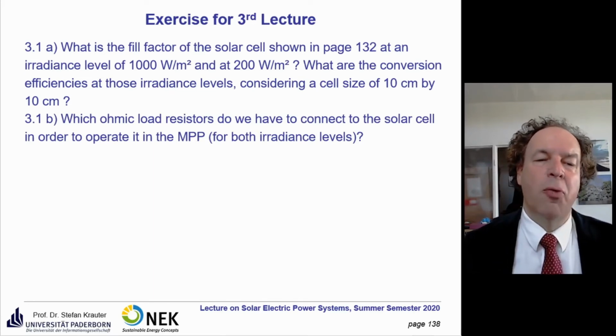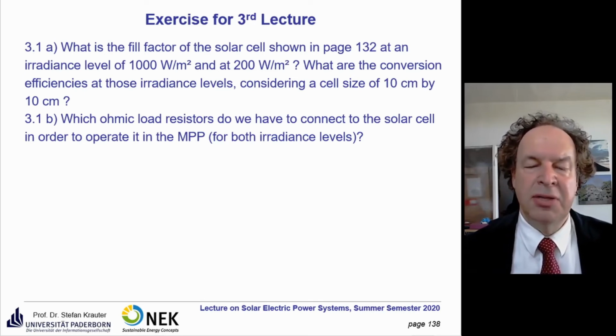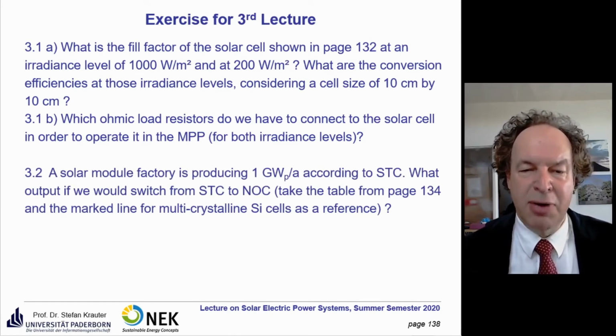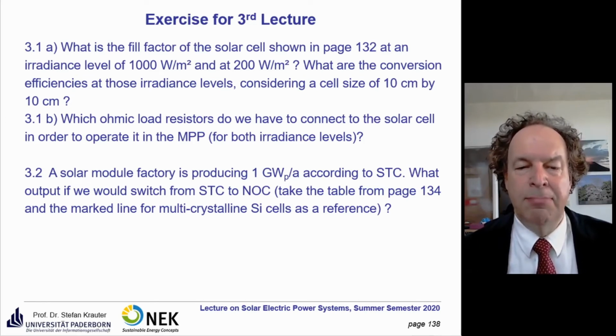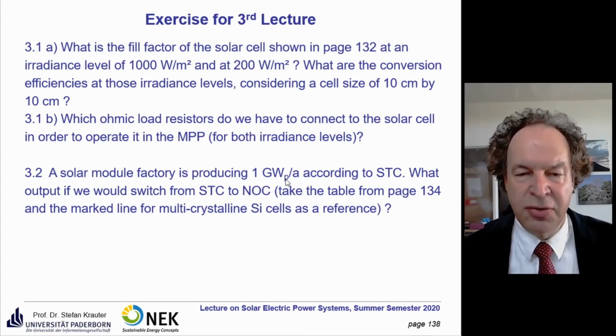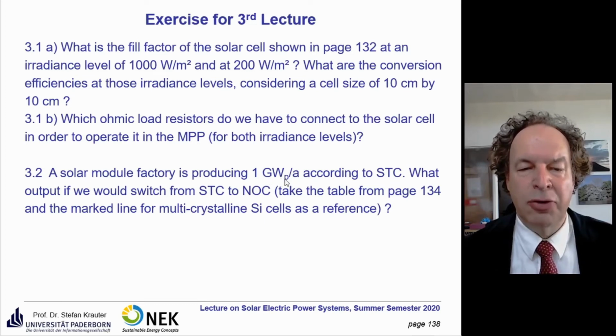Then it asks which ohmic load resistor has to be applied to the solar cells in order to operate them in the maximum power conditions. And this is asked for both irradiance levels, for 1000 and for 200 watt per square meter. The next question is, if you have a solar module factory that is proudly producing 1 gigawatt peak, this means the index P means peak, related to standard test conditions. And this is divided by A, which means per year. So a quite big production facility with 1 gigawatt of output per year.